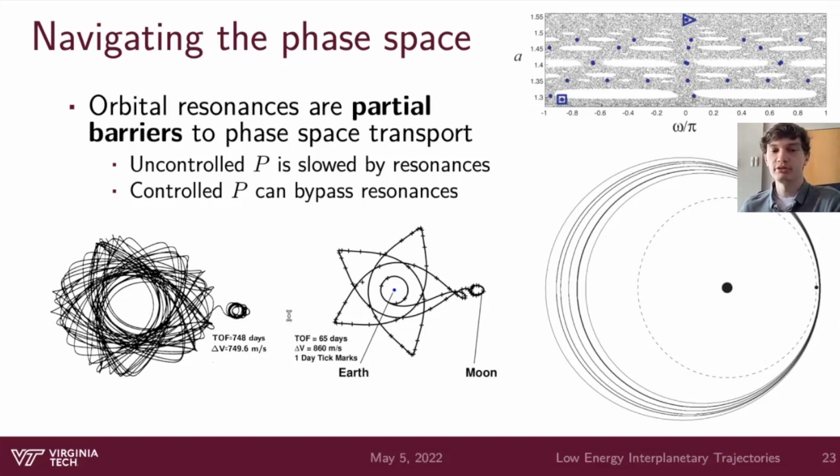But the idea is that you can use a little bit more fuel, in this case 90 meters per second more, and you can drastically reduce the time spent in this transfer because you are shooting around these resonances. In this case, we saved 2 years, which is very significant. For the purposes of this research, we consider uncontrolled particles, so we're not using any type of fuel expenditure.